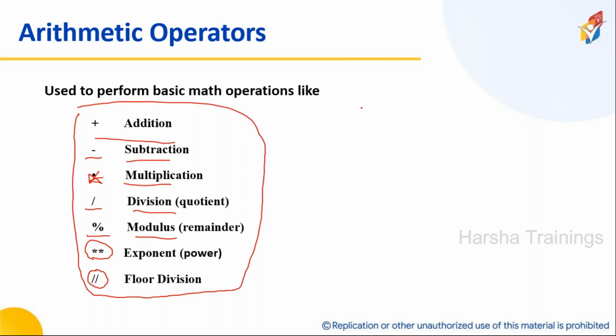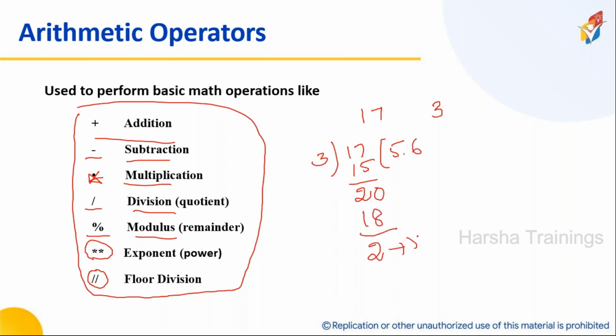Now let me take a small example: 17 and 3. I will write 17 and divide 17 by 3. 5 threes are 15. Remainder is 2. If I put a dot here, I'll get 0 here. 6 threes are 18. Once again, remainder 2. So shall I call it the remainder? Shall I call this the quotient? Now, how to get these values? Now look carefully.